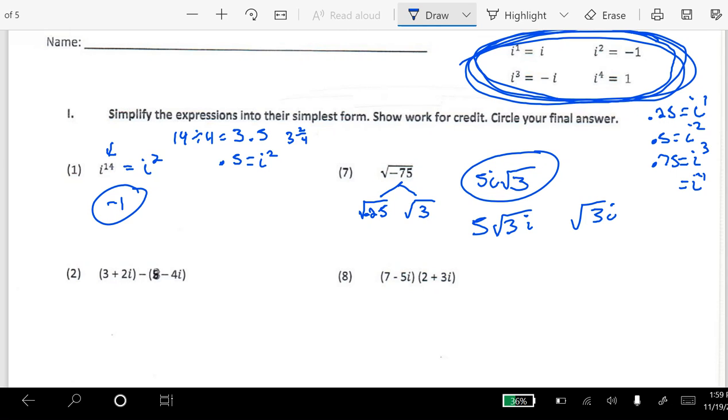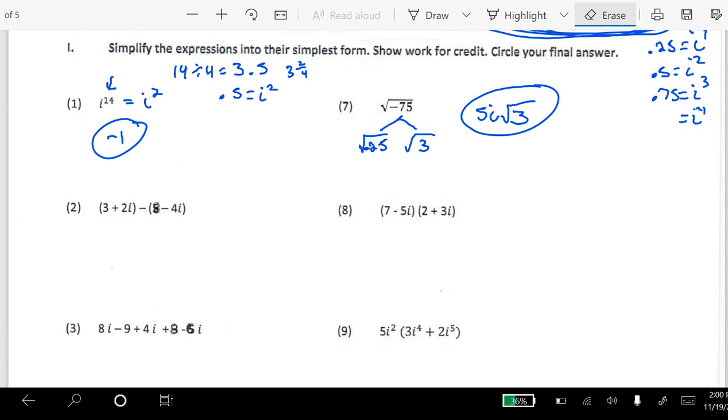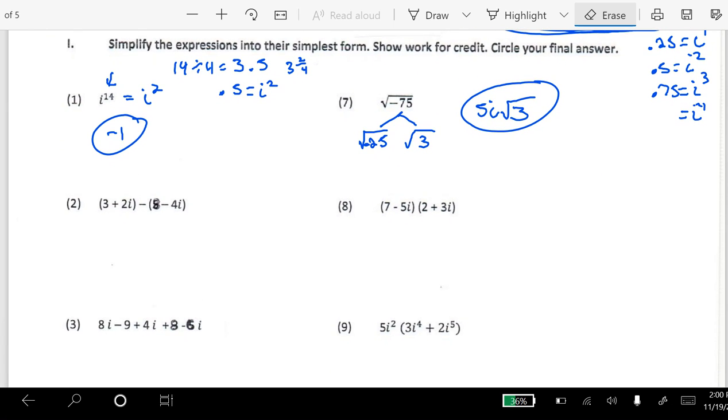So the I will always go in front, like with the constant. It'll never go after the radical. Okay, so just make sure you do it that way. You see I took off a half a point. That's probably why. Moving on, number 2 is a subtraction problem. Number 8 is multiplication. There are a couple of you who keep foiling all the time, so you just have to watch out for that.